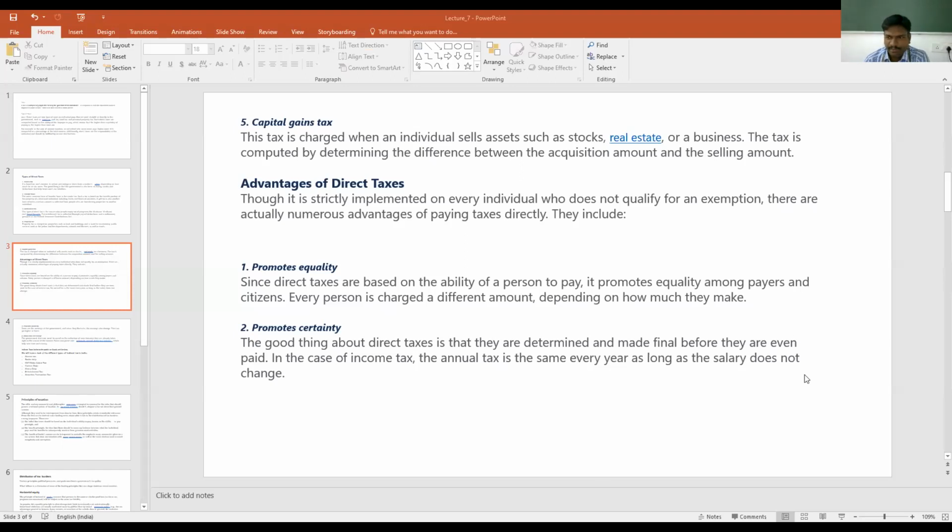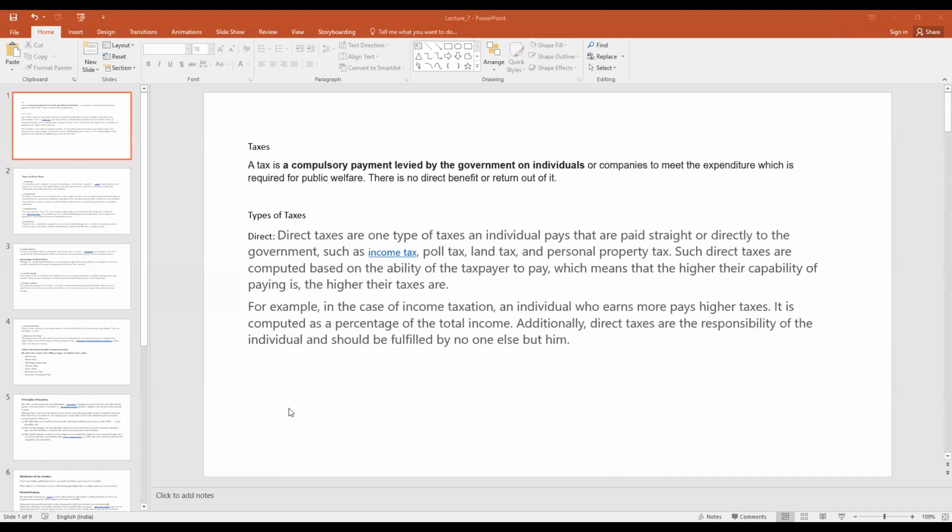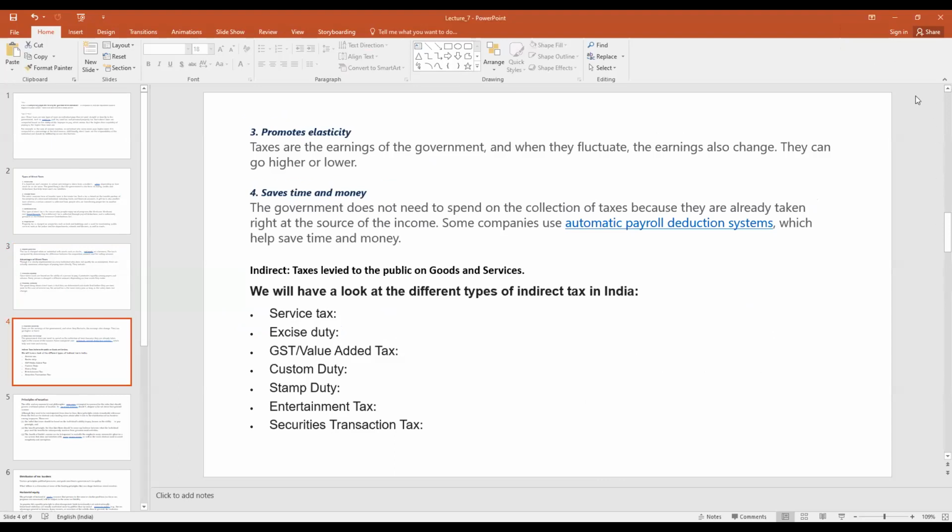So we are in the process of discussing the sources of taxation and various types of taxation. And in the previous class, we have discussed the meaning of tax, then what is the difference between direct and indirect tax, then various types of direct taxes. And we have also started with the various types of indirect taxes. I'll just brief up yesterday's discussion. We have started discussing the various indirect taxes in India especially.